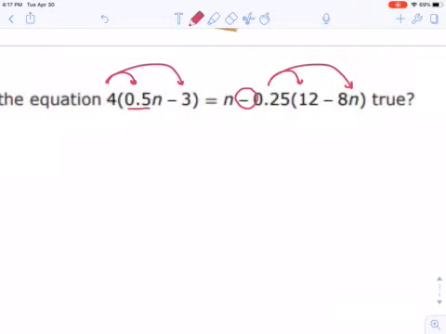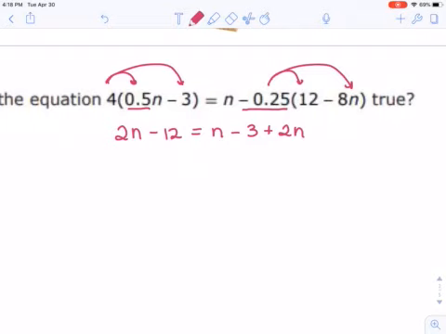Don't freak out over the decimals. Remember that you can use your calculator, or you can just think in your head 0.5 is a half. So 4 times 0.5n would be 2n. Then I distribute minus 12 equals n. I'm not going to distribute the n because it's a separate term. But I am going to distribute all of negative 0.25, or a fourth. So a fourth of 12 is negative 3. A negative fourth of negative 8 would be positive 2.